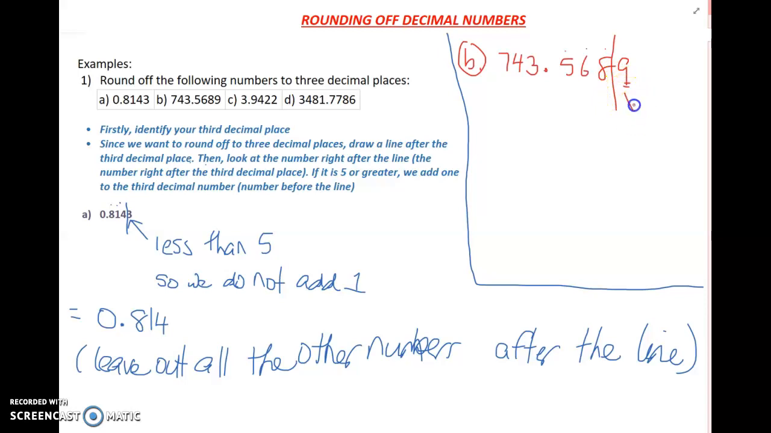If it's 5 or greater, we add 1, right? So we add 1. So this is greater than 5, right? Cool. So what did you say about adding 1? If it is 5 or greater, we add 1 to the third decimal place, the number before the line. So we actually added 1 to the third decimal place. So what would my answer be? 743.568 and 1 is 9. And remember the note, leave out all the other numbers after the line. So you see a 9 after the line we drew here, you forget about that, right? So my final answer is this.